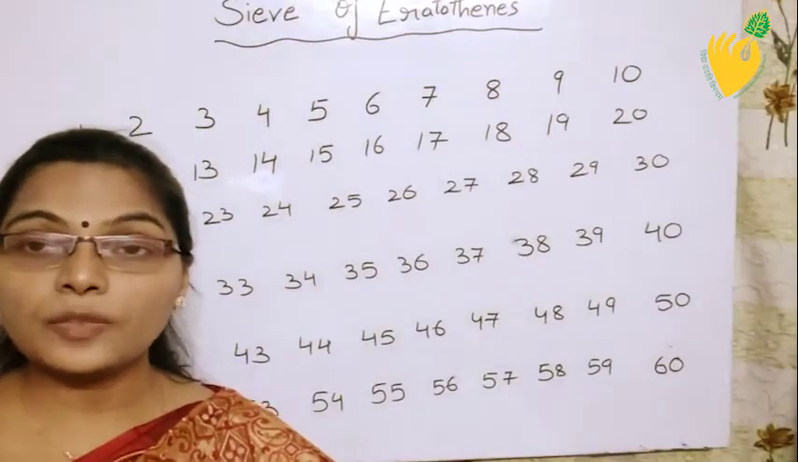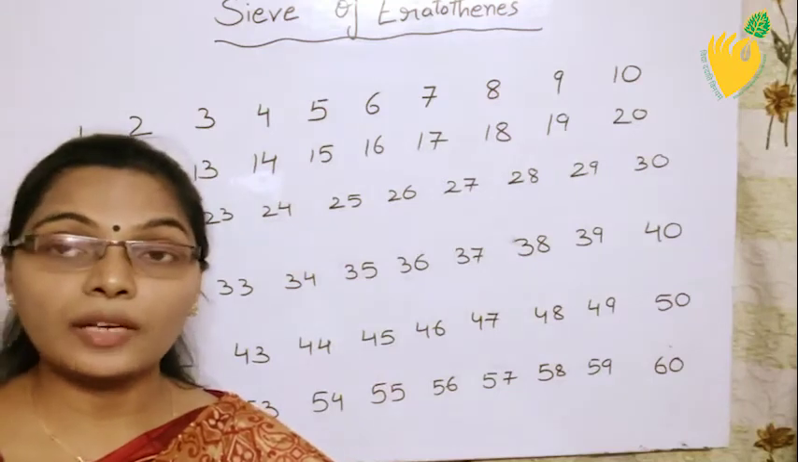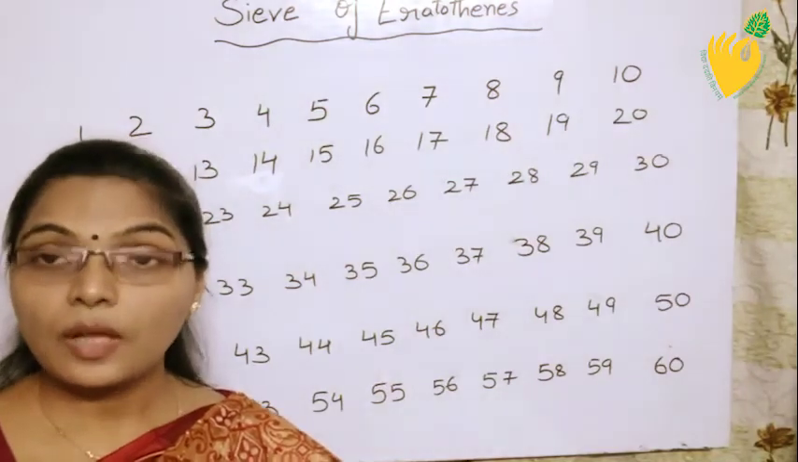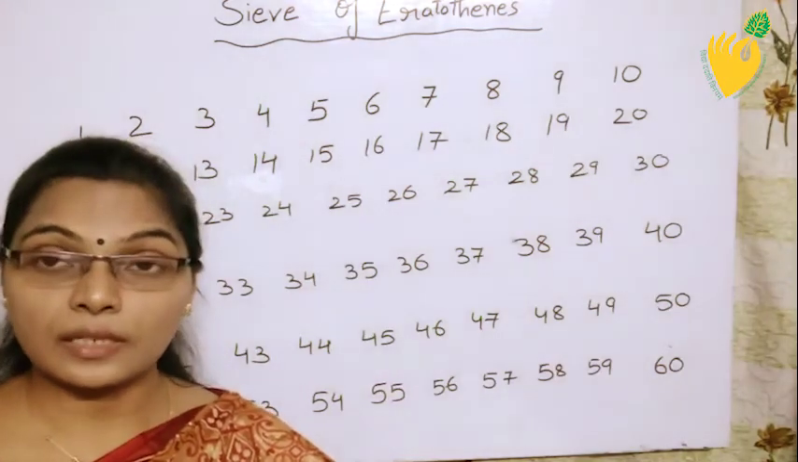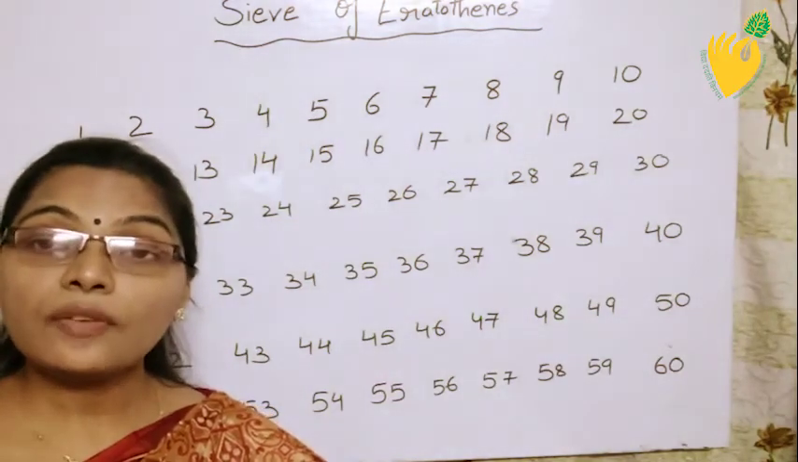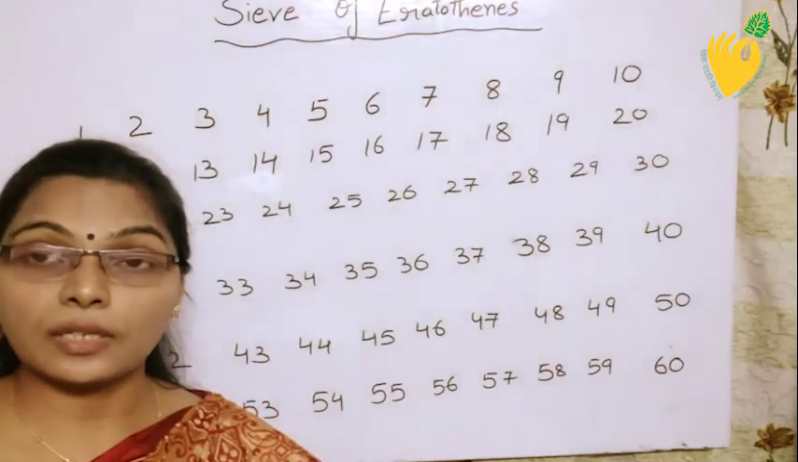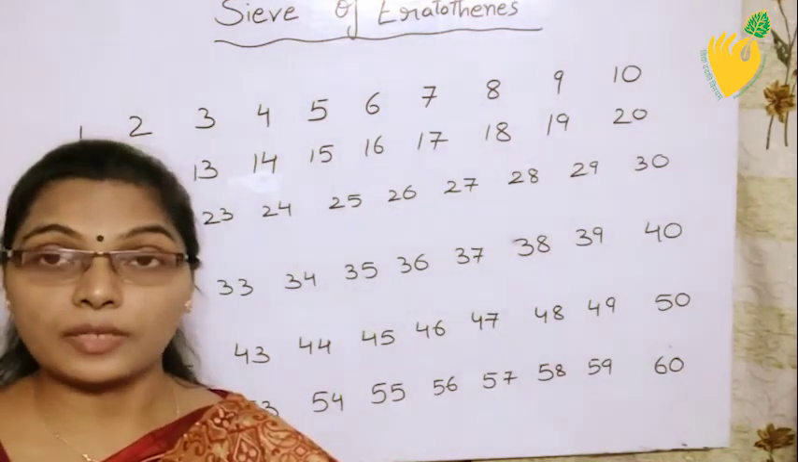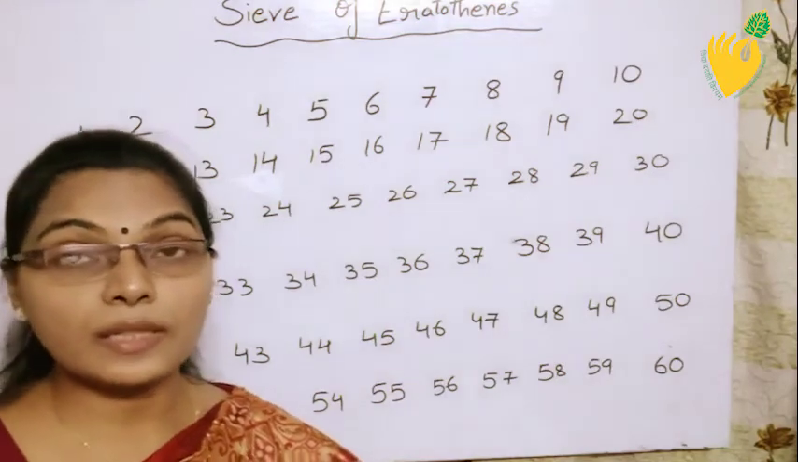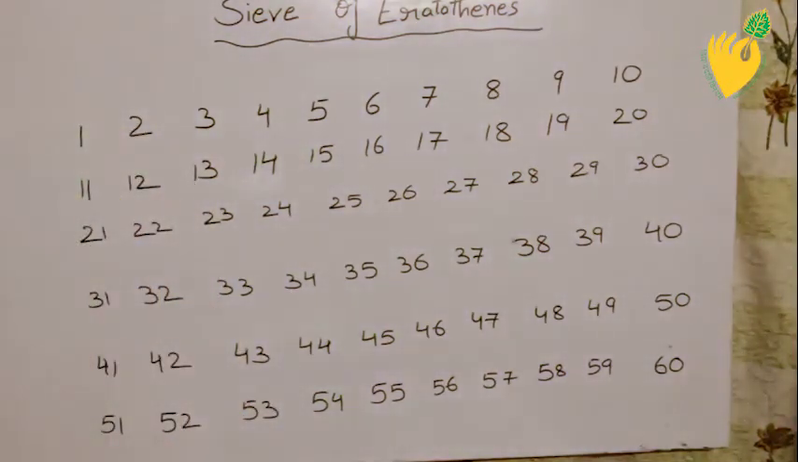Now students, I am going to make you explain a method to find prime or composite numbers. What is that method, students? Sieve of Eratosthenes method. Eratosthenes was a Greek mathematician who gave this method to find the prime or composite numbers. Let's see what this method is.